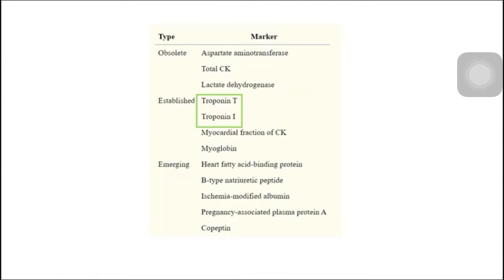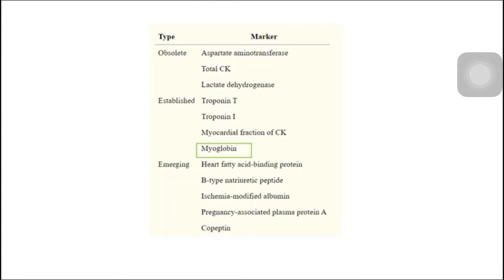And we also have the myoglobin. Myoglobin naman po, this is of course a small cytoplasmic oxygen binding protein found in the skeletal as well as the cardiac muscle. So it is released extremely early. Siya po yung earliest marker into the serum, 1 hour after the onset of myocardial injury. It peaks at 4 to 12 hours, and it returns to baseline values immediately.